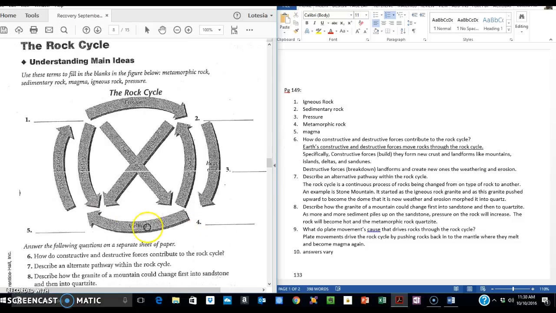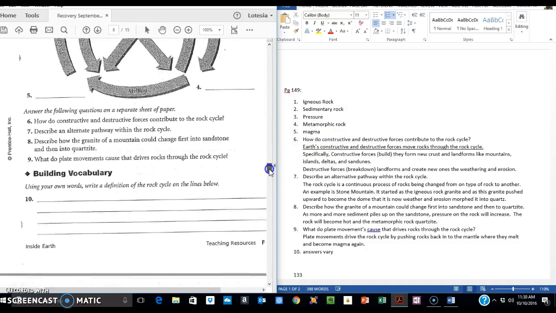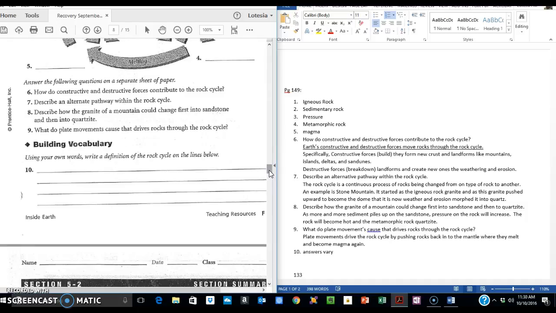The metamorphic rock can begin to melt, and then that melted rock is going to form into magma, which is number 5. I do apologize if I'm going too quickly. Because I use free programs, I have time limits, so I try to get to what you need as quickly as possible. For number 6, how do constructive and destructive forces contribute to the rock cycle?